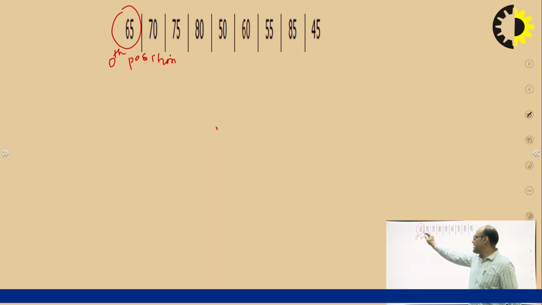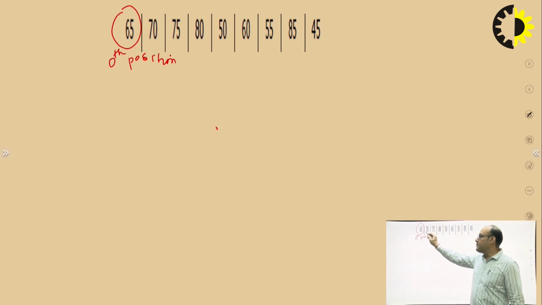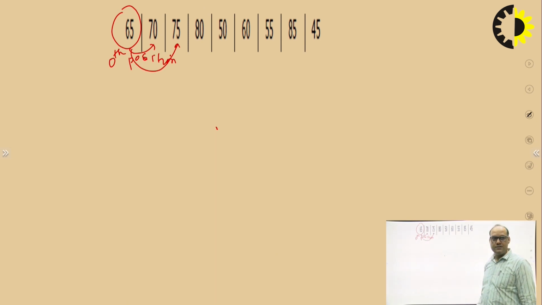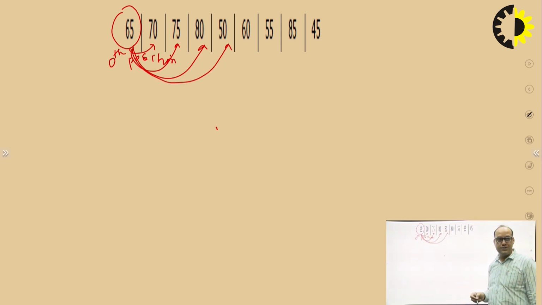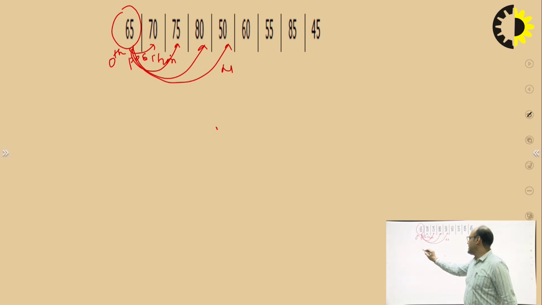Right. So 65 will be compared with 70. So I will compare, is 65 less than 70? Then no change is needed. So 65 will keep and 70. Then I will compare it with 75. Is 65 less than 75? Yes. No change will take place. Then 65 will compare with 80. Is 65 less than 80? Yes. No change required. Then 65 compared with 50. Is 65 less than 50? No. If this case exists, then we will interchange the elements, swap the elements.